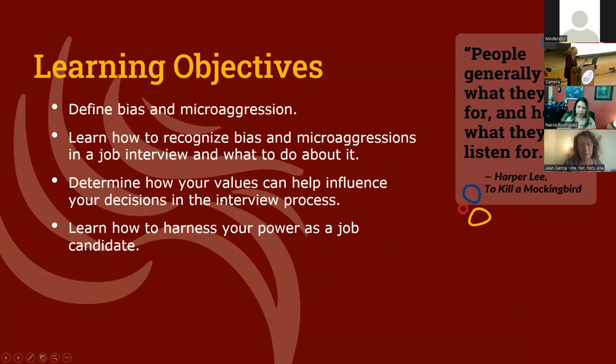So let's move to the next page to talk about the learning objectives. So what is it that you're going to walk away with today? Our goal is that you will be able to define bias and microaggression. Some of you probably already may know what this is, but it's always good to be able to brush up on these particular topics. 2 is learn how to recognize bias and microaggressions in a job interview, and what do you do about it? 3 is to determine how your values can help influence your decision in the interview process. And then 4, learn how to harness your power as a job candidate.